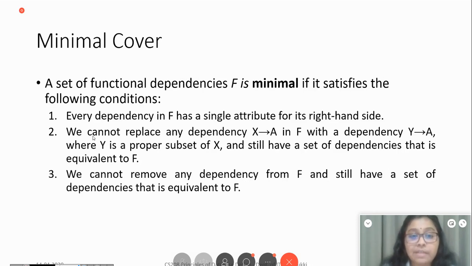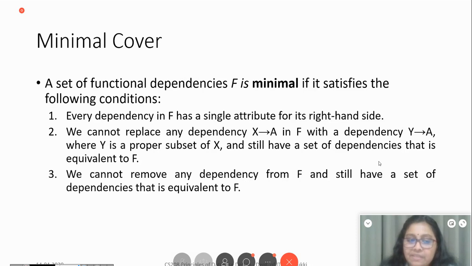Second condition, we cannot replace any dependency X determines A in F with another dependency Y determines A, where Y is a proper subset of X, and still have a set of dependencies that is equivalent to F. If Y is a subset of X, we cannot replace X determines A with Y determines A. Okay, if it is a subset, it's already implied, so we cannot replace it with that subset. Such an FD with a subset should not exist in a minimal set.